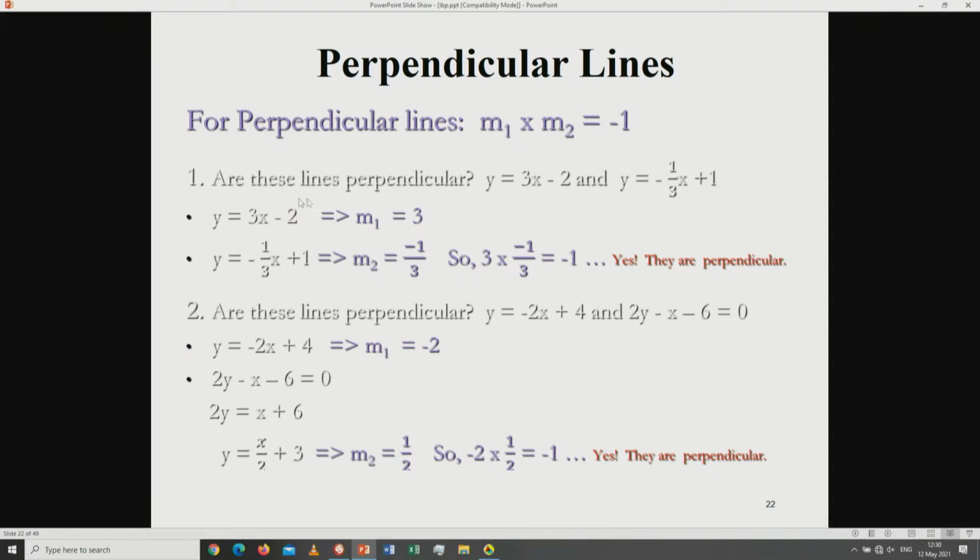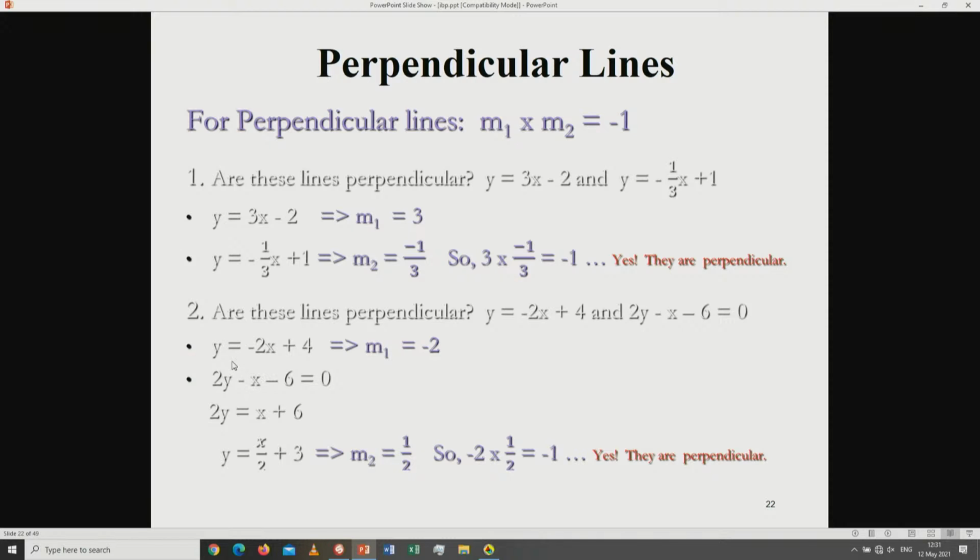Right, now they are saying, are these lines perpendicular? We have y is equals to 3x minus 2 and y is equals to minus 1 over 3 x plus 1. So the gradient here is 3, m1. The gradient here is minus 1 over 3, m2. So when I multiply the two, the answer is -1. 3 times -1 over 3, then it gives me -1. Yes, they are perpendicular. Right, number 2, exactly the same thing.